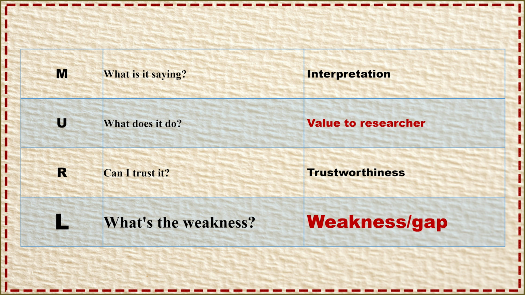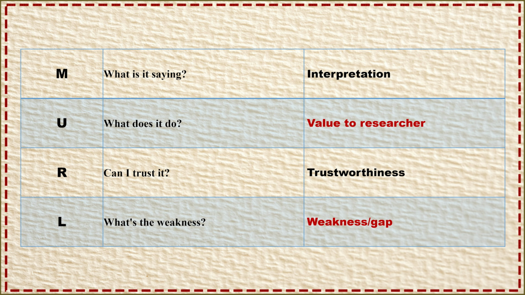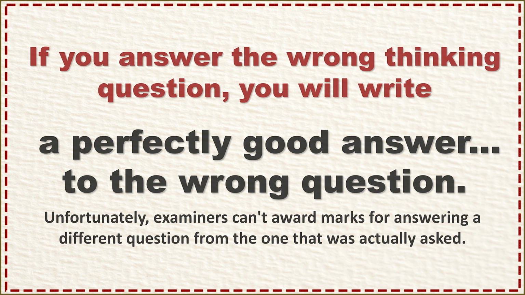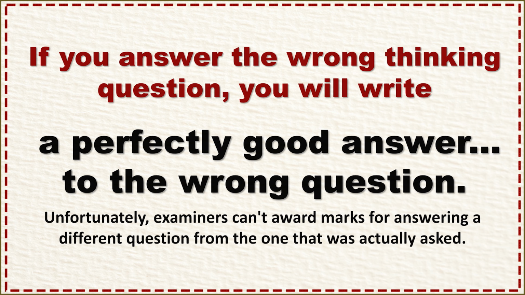A very important point to note here is that many learners don't realize that these factors we have just discussed are not answers. They are thinking questions. They help you work out what kind of answer the examiner expects. If you answer the wrong thinking question, you will write a good answer to the wrong question, and unfortunately that still loses marks. One of the easiest ways to avoid mixing these concepts up is to begin your answer with a different sentence for each skill.